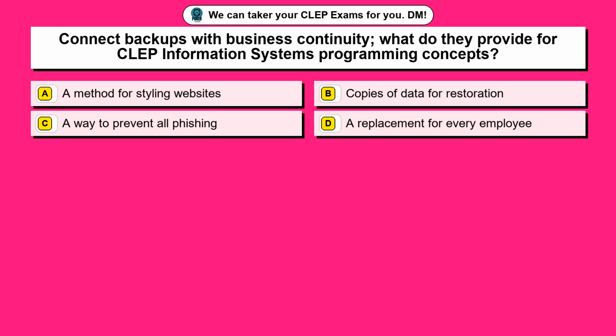Option B. Copies of data for restoration. Option C. A way to prevent all phishing. Option D. A replacement for every employee. The correct answer is option B. Copies of data for restoration.